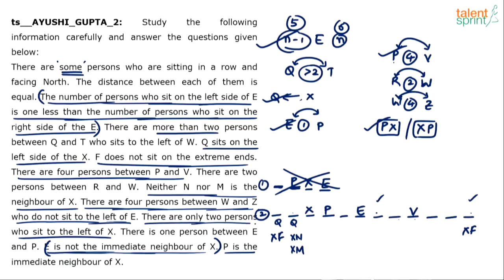What else is given? There are only 2 persons who sit to the left of X. That has been used already. There is 1 person between E and P. This part is also done. And the last 2 points have also been used. So I think the only way out is considering W and Z in these 2 positions. So this is either W or Z. This is Z or W.